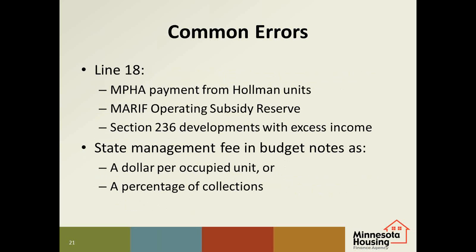If the units at the property are either Holman units, Marif units, or Section 236 where you receive rental assistance subsidy, those subsidy payments should be listed on line 18. A common error is instead including them on line 1 as a part of apartment rent potential. For Holman units, you should use this line to show the monthly rent being charged for the Holman units.